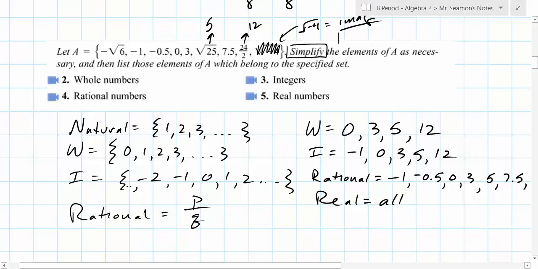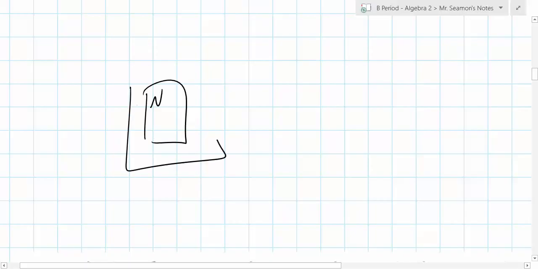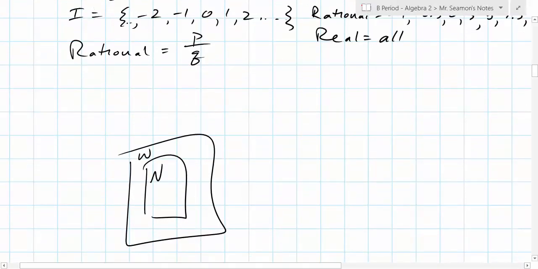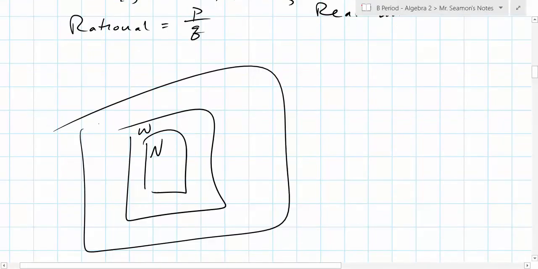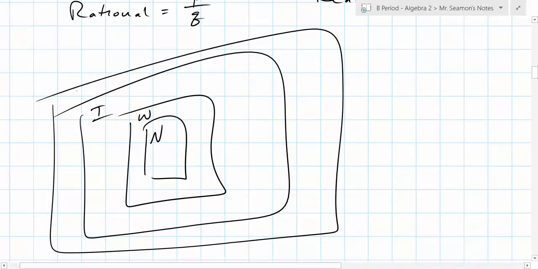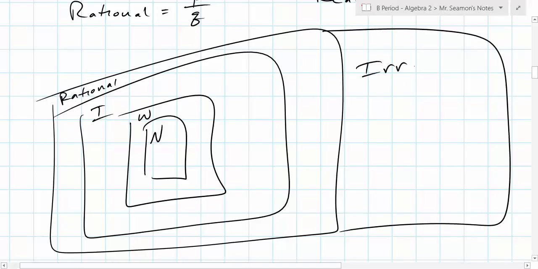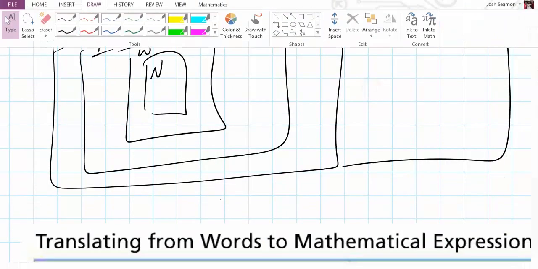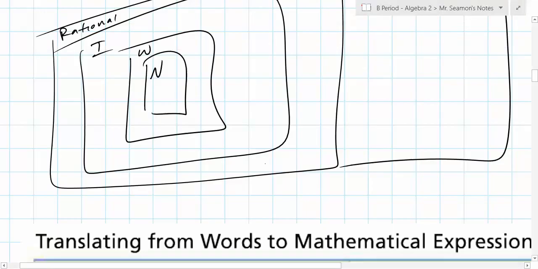So the key thing is, can one thing be in multiple sets? Because remember that diagram we had? We had natural numbers, right? And then you add in 0, and you get the whole numbers. And then what was the bigger one? Integers. And then what was around integers? Rational numbers, right? And then what was over here? Irrational numbers. And if you add the irrational and rational numbers, what's this whole set called? The real numbers, exactly.